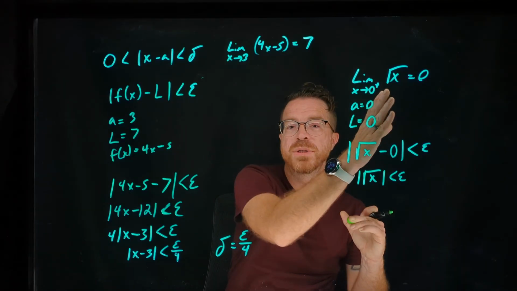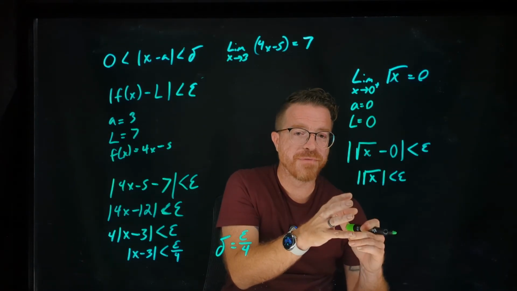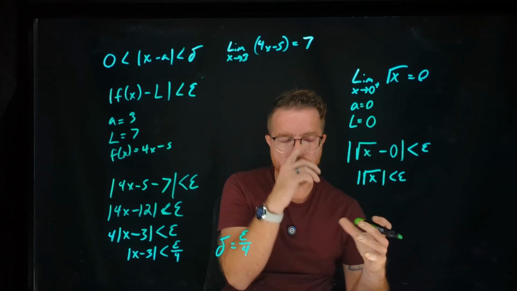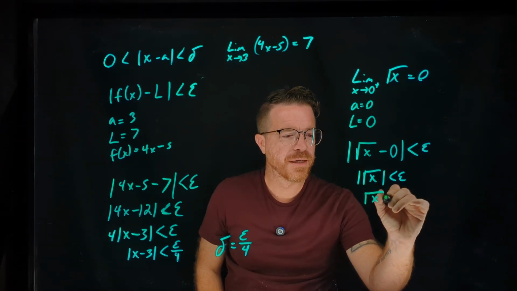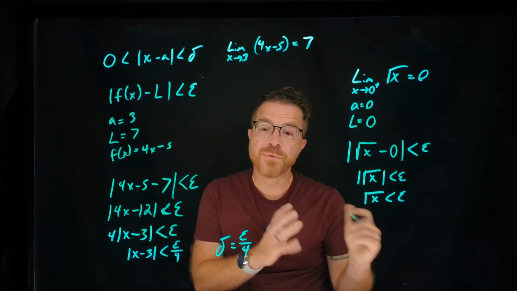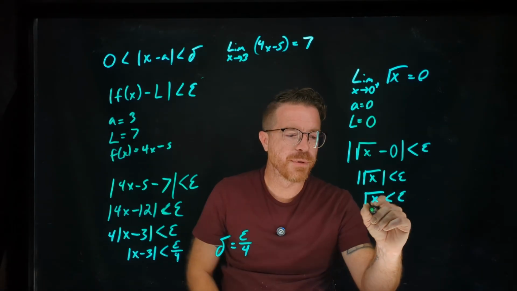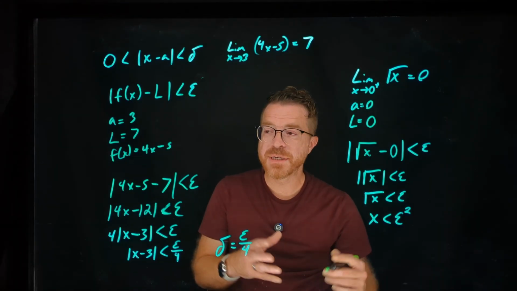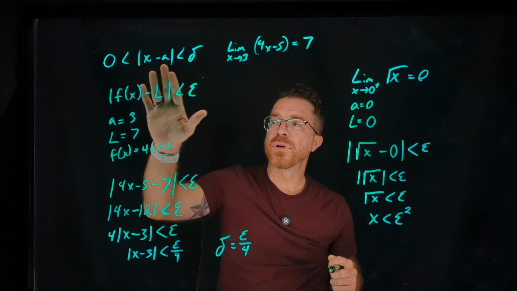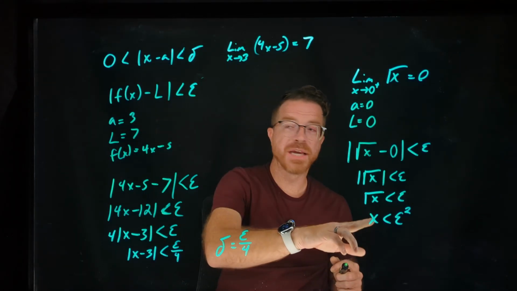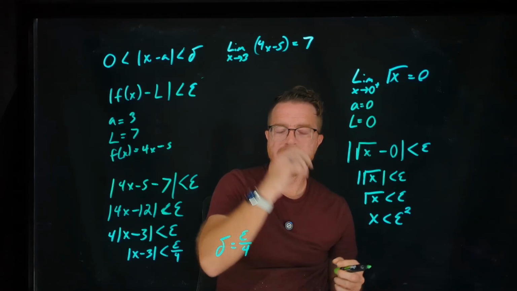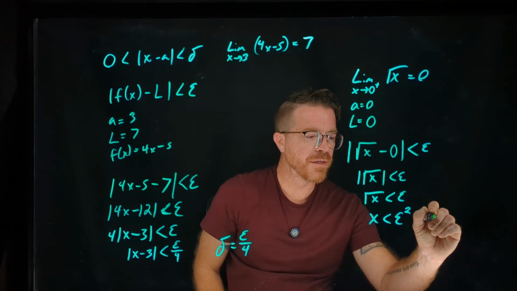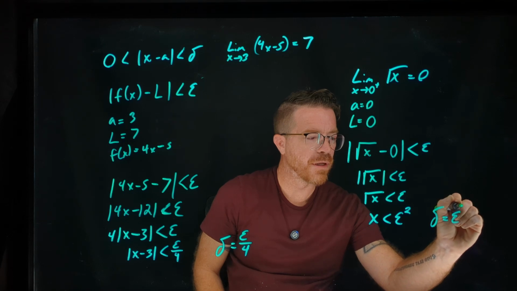Now, because we're taking the limit only from the right, this means that we can only have positive values. So the absolute value of the square root of x is the same thing as just saying, in this case, the square root of x. So we have the square root of x is less than epsilon. So then if we wanted to isolate our x, we're going to square both sides. We would get that x is less than epsilon squared. So in this case, our absolute value of x minus a, which we just said is equal to x in this case, because of the steps we just did here, this is going to be less than our delta. Well, this means that our delta is equal to epsilon squared.